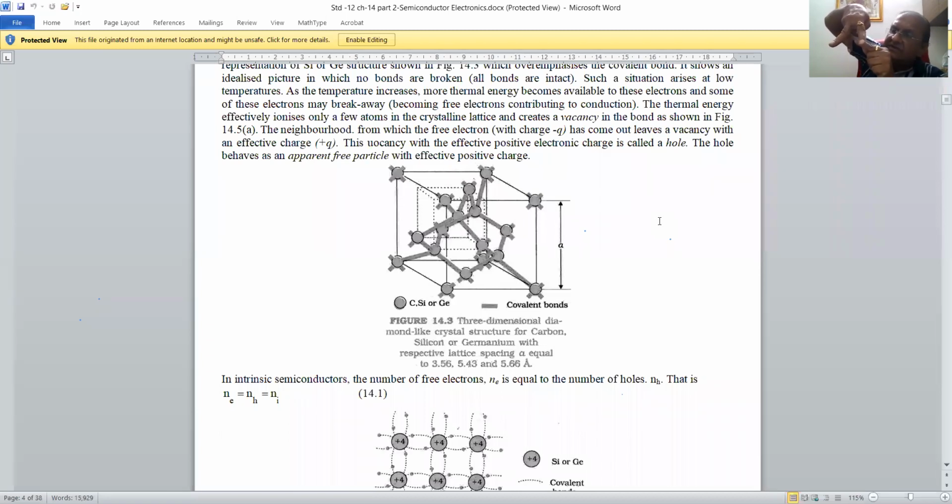Okay, so this atom, which one is at the center of this structure, is associated with these 4 neighboring atoms and share electron with each other.